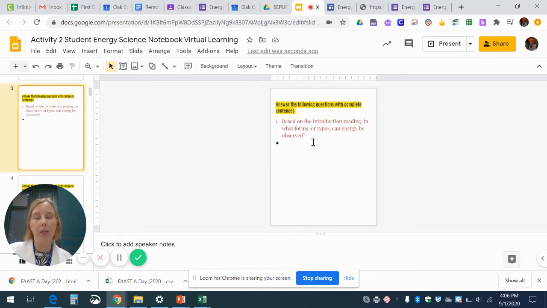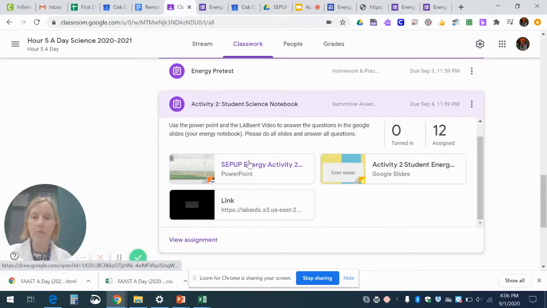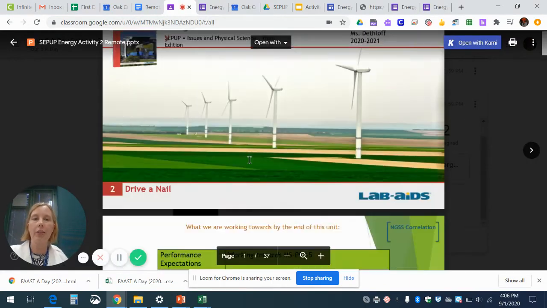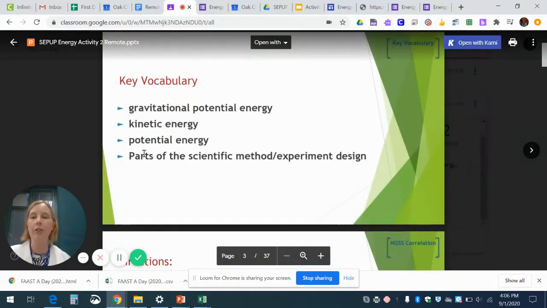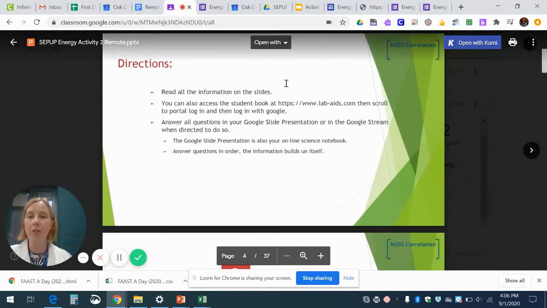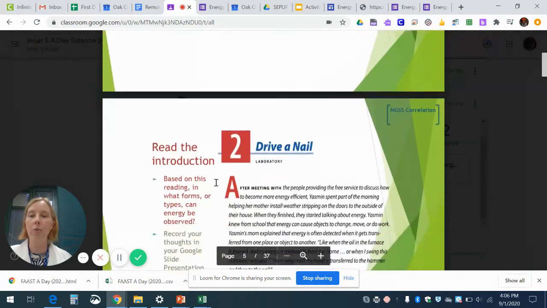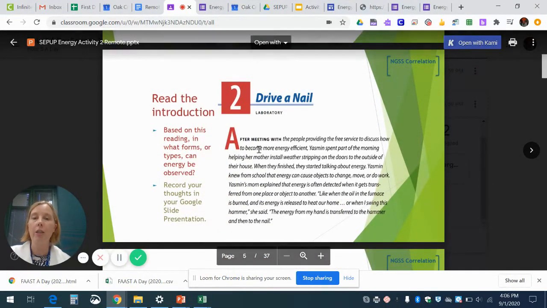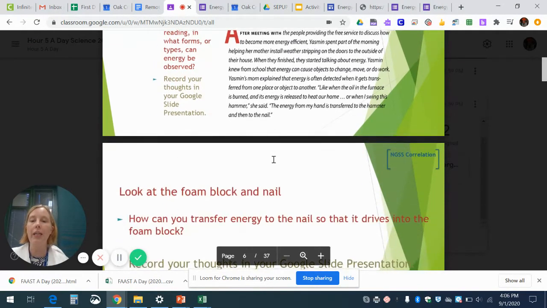So our first question here is, based on the introduction reading, what forms or types of energy can be observed? If you're wondering where that introduction is, you're going to go back to your classroom. You're going to click on the PowerPoint and find that introduction. It starts with the key vocabulary words: gravitational potential energy, kinetic energy, potential energy. Oh, that's the same word. Potential. Parts of the scientific method, experimental design. Directions: read the slides, and make sure that you read things through. Here is the introduction that you're going to read and then answer those questions.